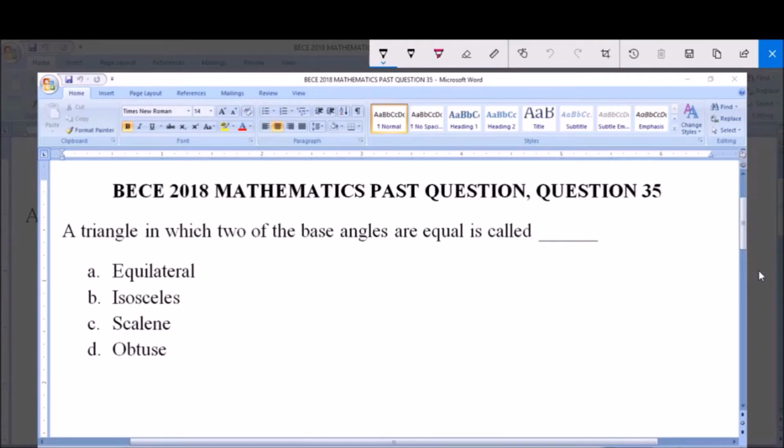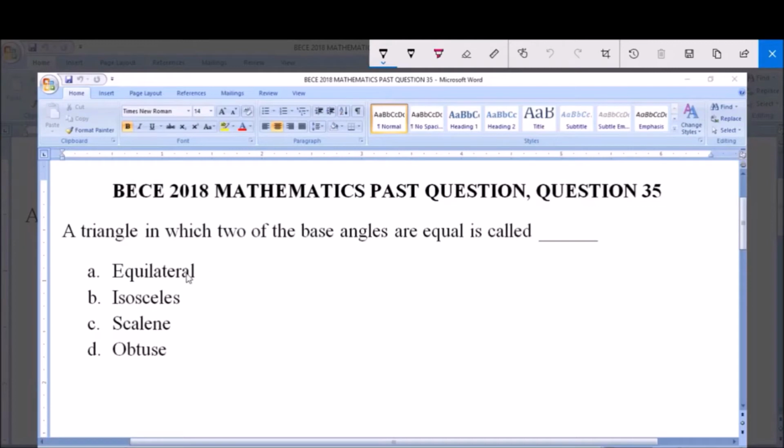A triangle in which two of the base angles are equal is called dash. A. Equilateral, B. Isosceles, C. Scalene, and D. Obtuse. Now, we are asked that a triangle in which two of the base angles are equal is called dash. Now, like we know, a triangle is a plane shape, and we have different types of triangle.